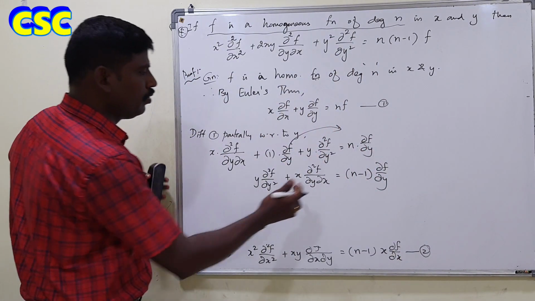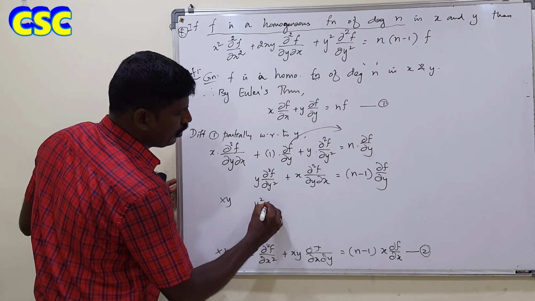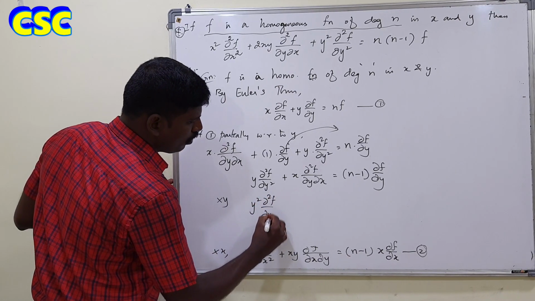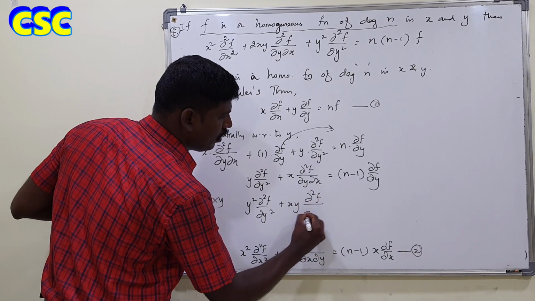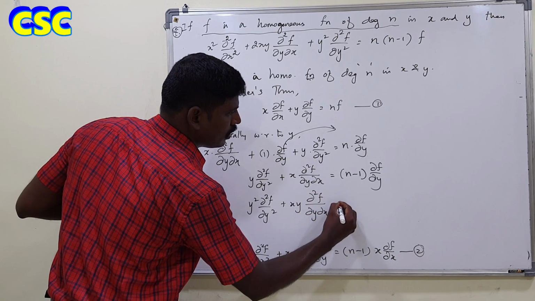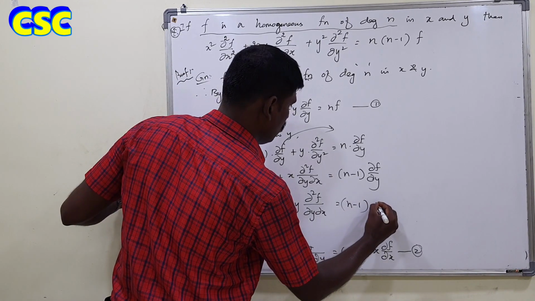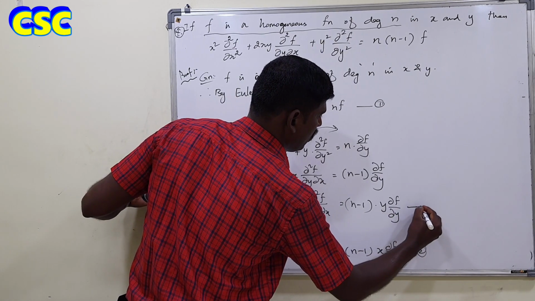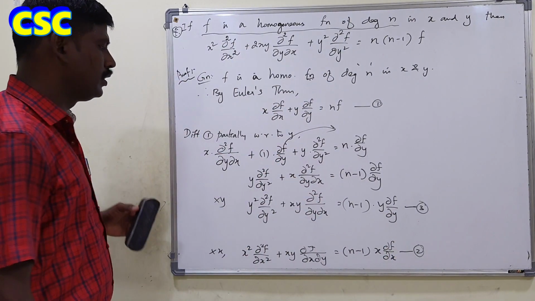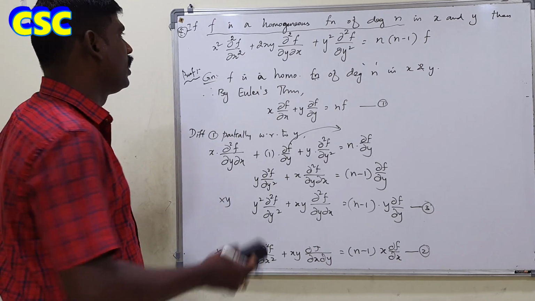Now I am going to multiply this by y. So what will we get? y square into dou square f by dou y square plus xy into dou square f by dou y dou x is equal to n into n minus 1 into y into dou f by dou y. This is equation number 3. Right? Now I am adding 2 and 3 to get the result.